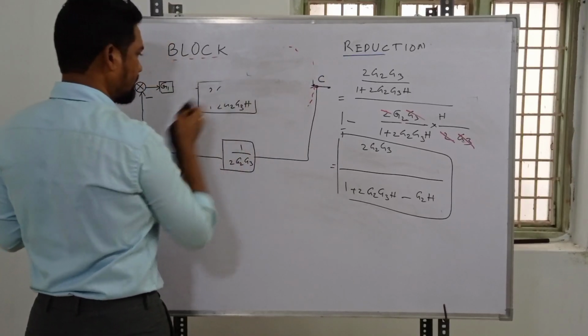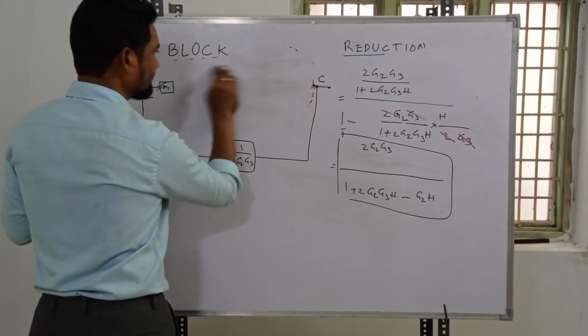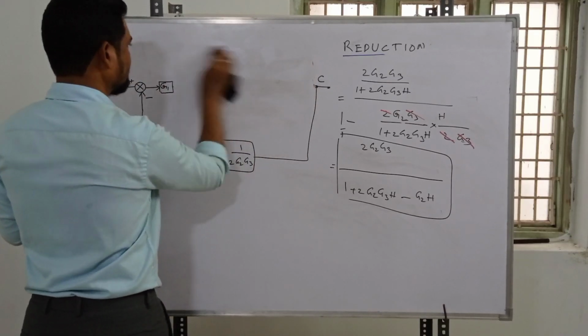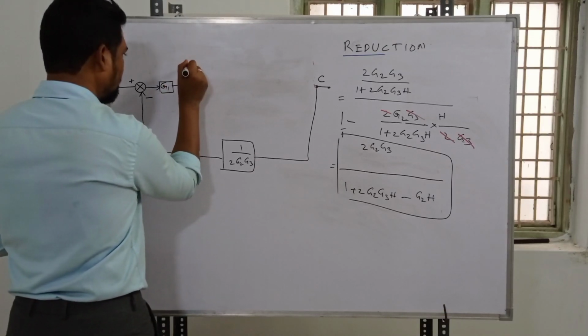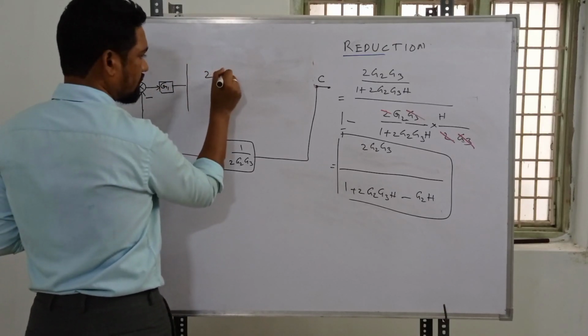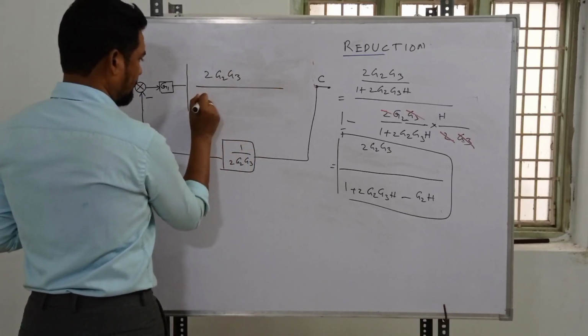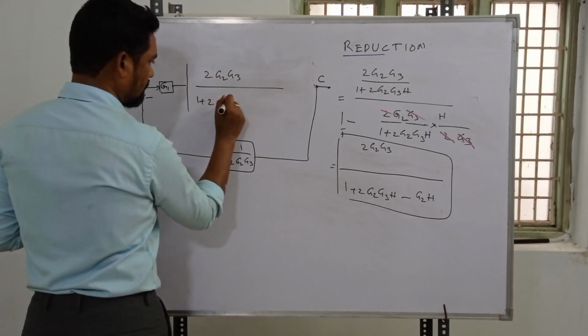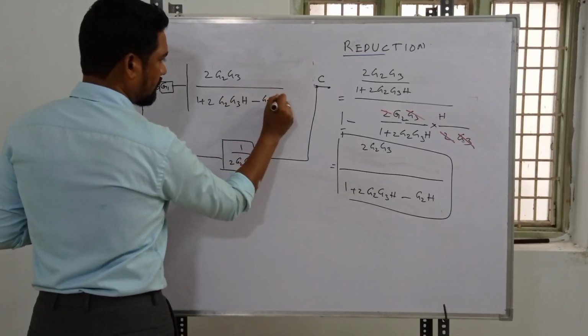Okay, even the takeoff point, we can take it away. Here, this entire thing can be removed and replaced with a single block with the transmittance 2 G2 G3 upon 1 plus 2 G2 G3 into H minus G2 into H.